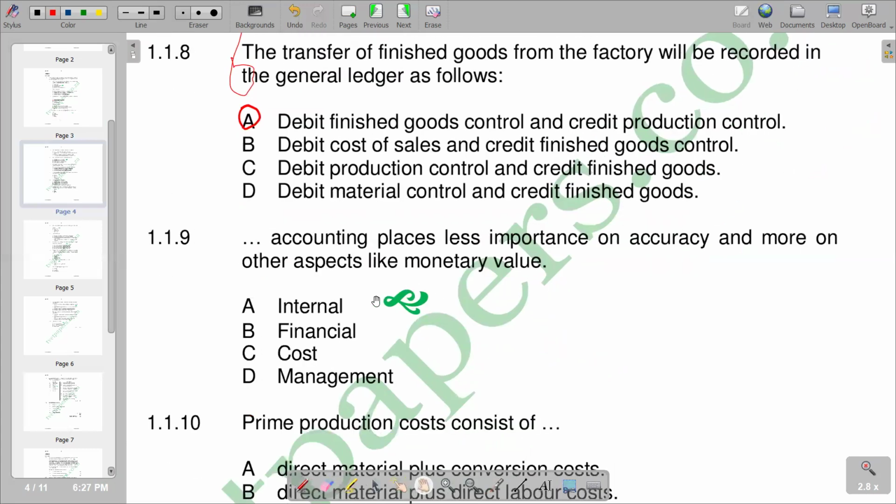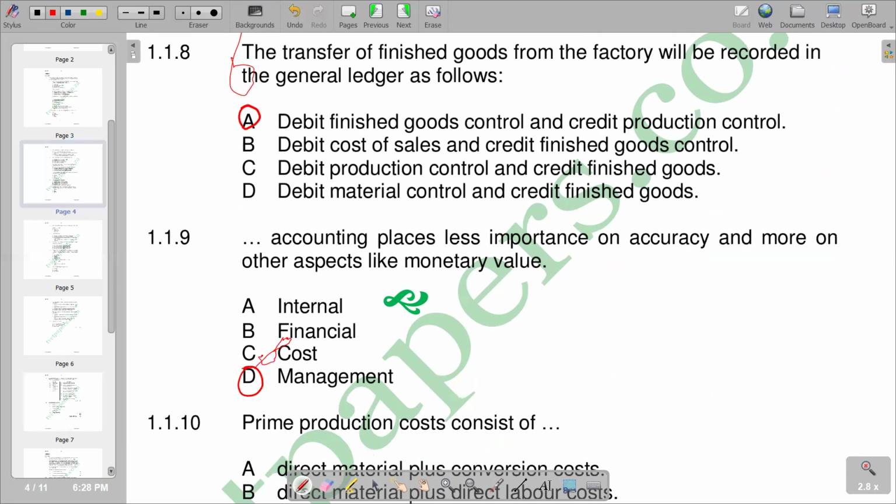Management accounting places less importance on accuracy and more on other aspects like monetary value. So we see that this is management, and then the correct answer that we have there is D. Management accounting places less importance on accuracy and more on other aspects like monetary value. So this is what we have. So we've got D. That's the correct answer.